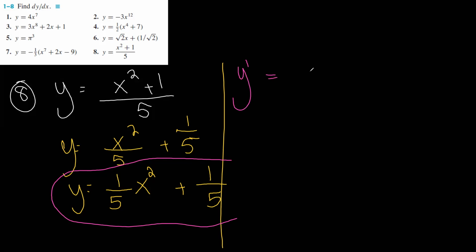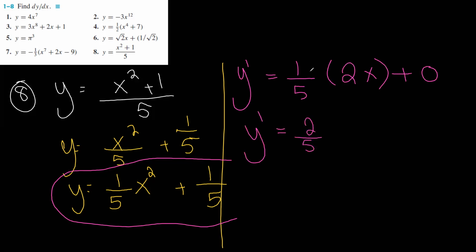y prime, keep 1 over 5 outside. Then what is the derivation of x squared? It is 2x to the power 1. Plus, what is the derivation of 1 over 5? It is a constant, 0. So y prime is 2 over 5 x. Is it clear? Yes, teacher.